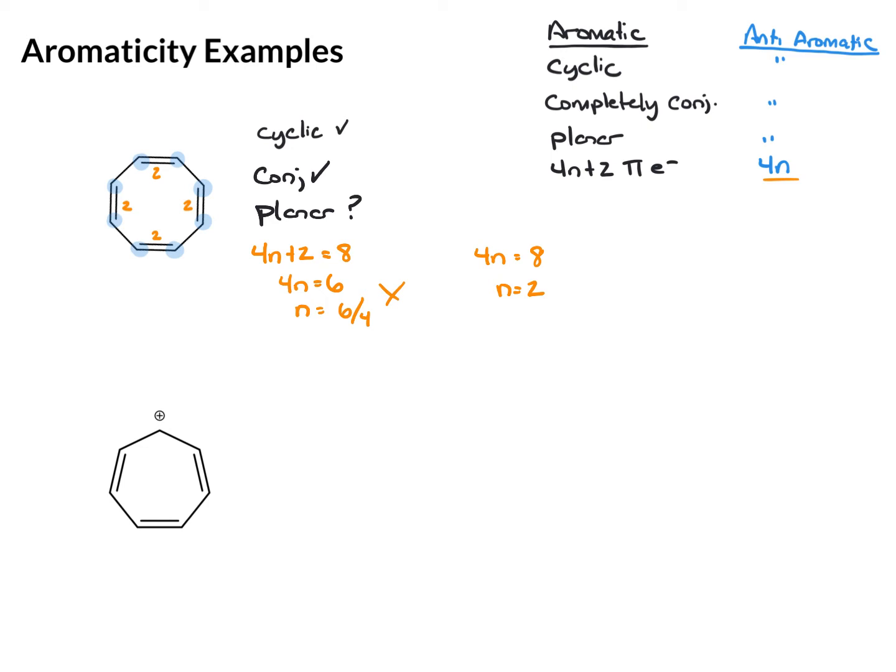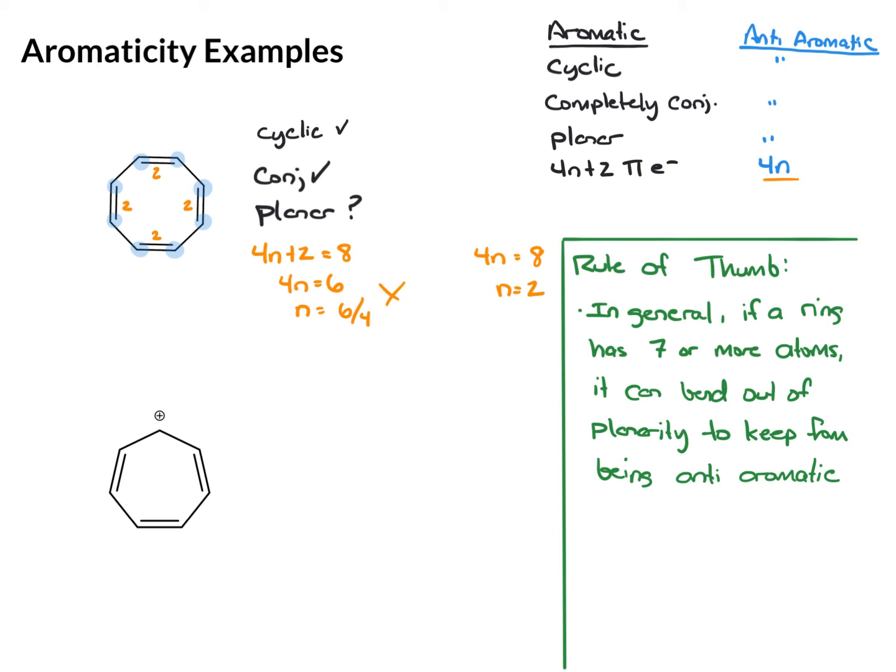And there's a general rule of thumb that you can use here. In general, if a ring has 7 or more atoms, it has enough flexibility in it that it can bend out of planarity to keep from being anti-aromatic. I think I mentioned before, a molecule is going to do whatever it can to not be anti-aromatic because that's really, really bad. So in this case, we have 8 atoms. So that is 7 or more. That can bend out of planarity. So we're going to say planarity, no.